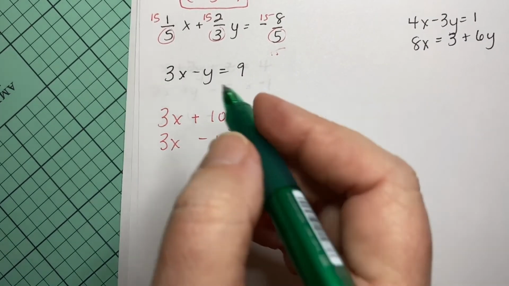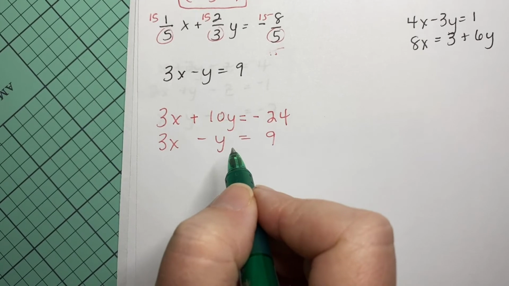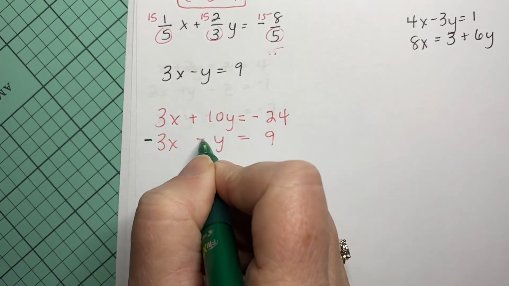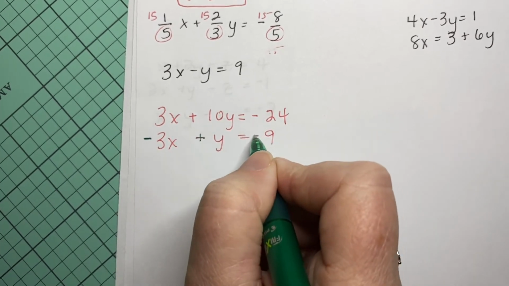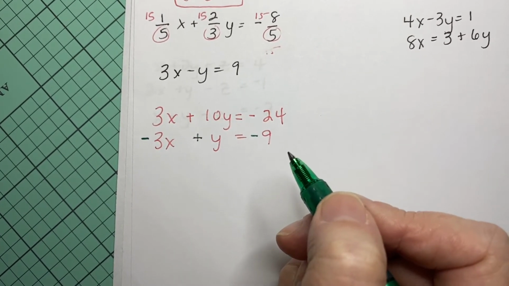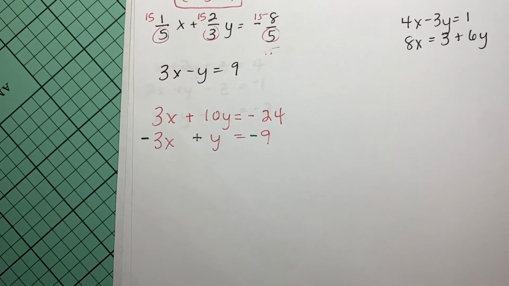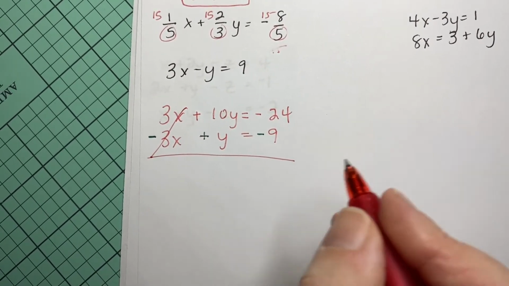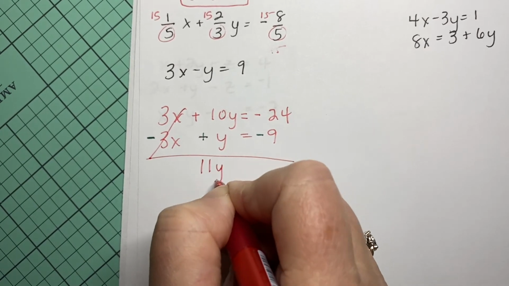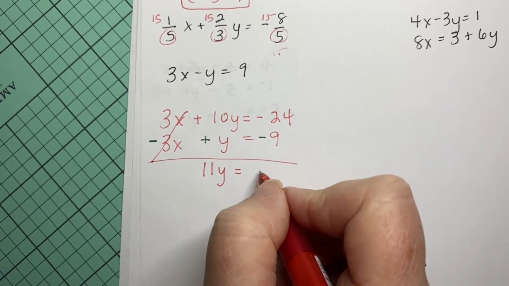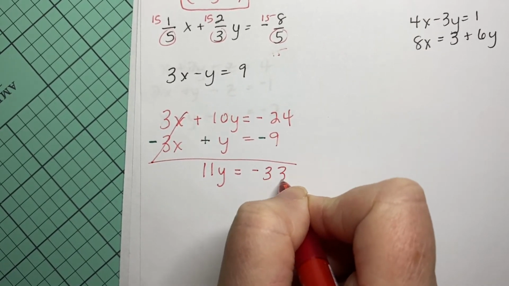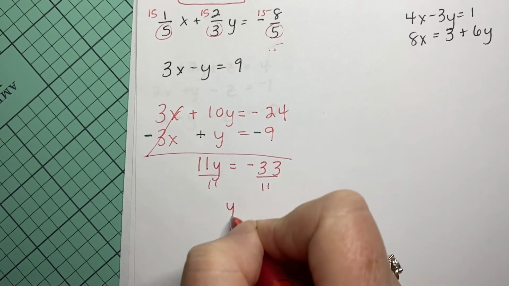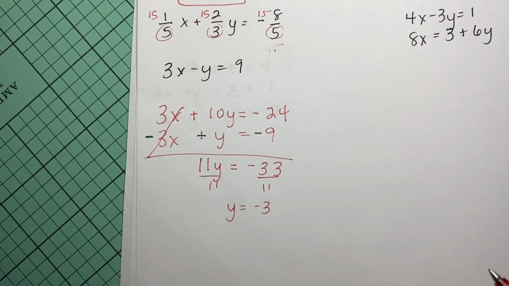So remember, you can change any sign that you want to, as long as you change them all. So I could make this a negative 3x as long as I make that a positive y and that a negative 9. And now we can add them together, which cancels that out and gives me an 11y equals, the signs are alike, add and keep the same sign, so a negative 33. Divide by 11, y equals negative 3.